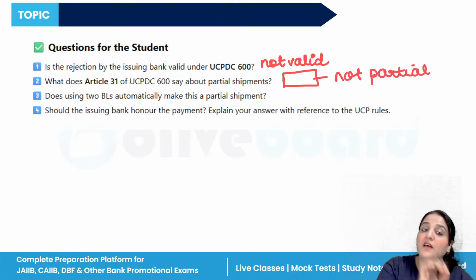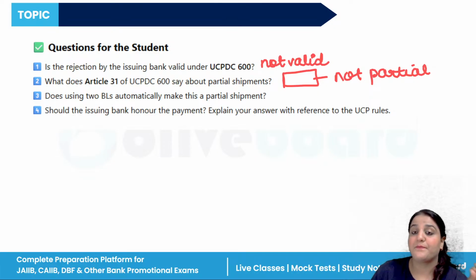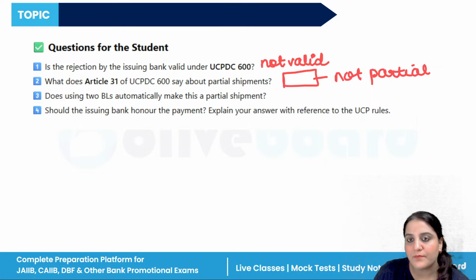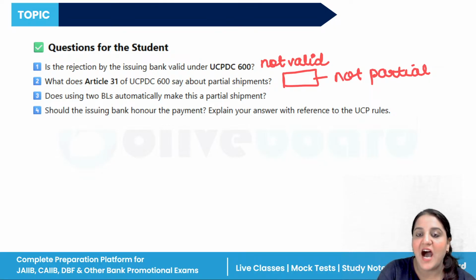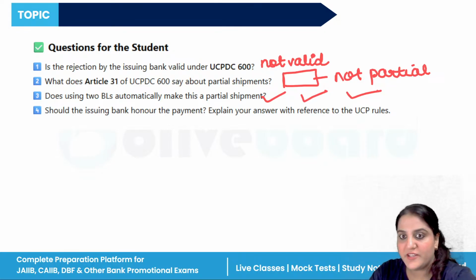Correct. Does using two bills of lading automatically make this a partial shipment? See, the documents fully comply, or I can say that the use of two bills of lading does not make this a partial shipment. Both sets of the goods form a single shipment because they are shipped together, same vessel, same route. Okay. Should the issuing bank honor the payment?